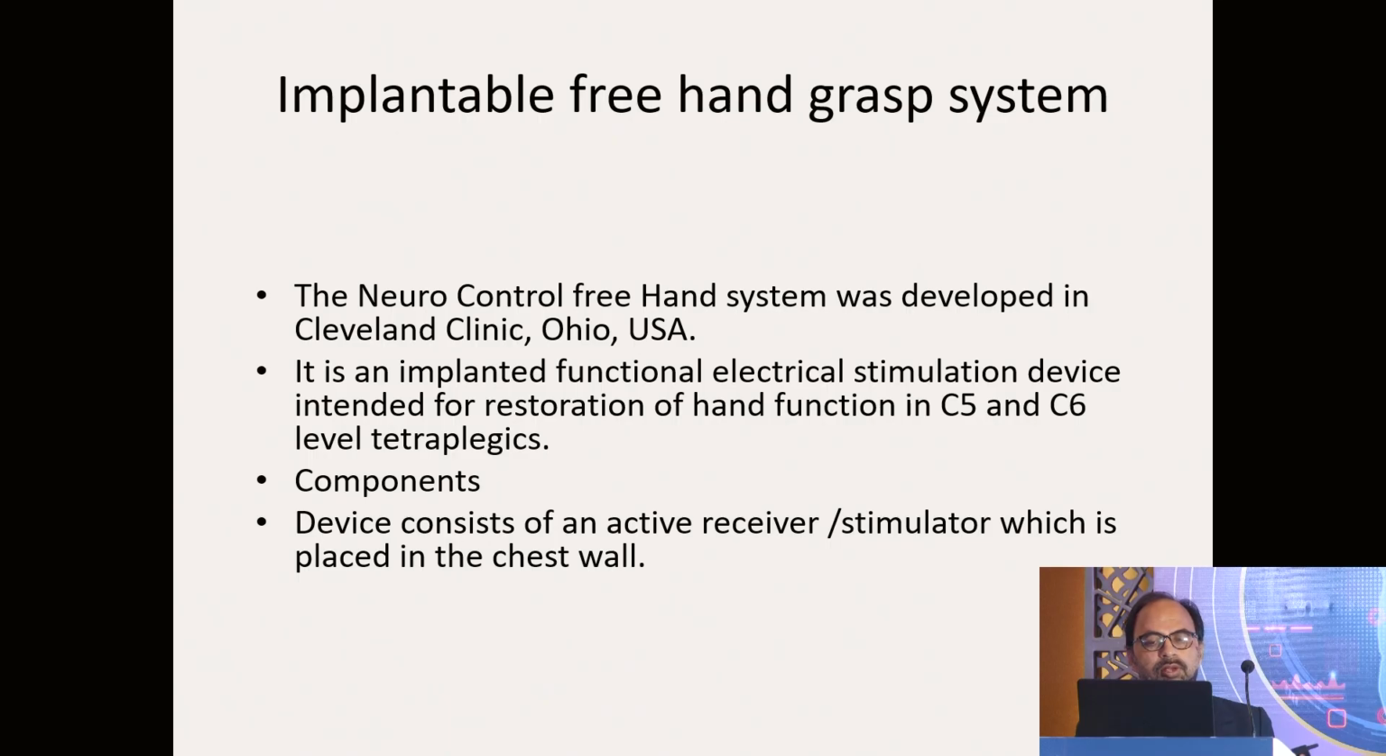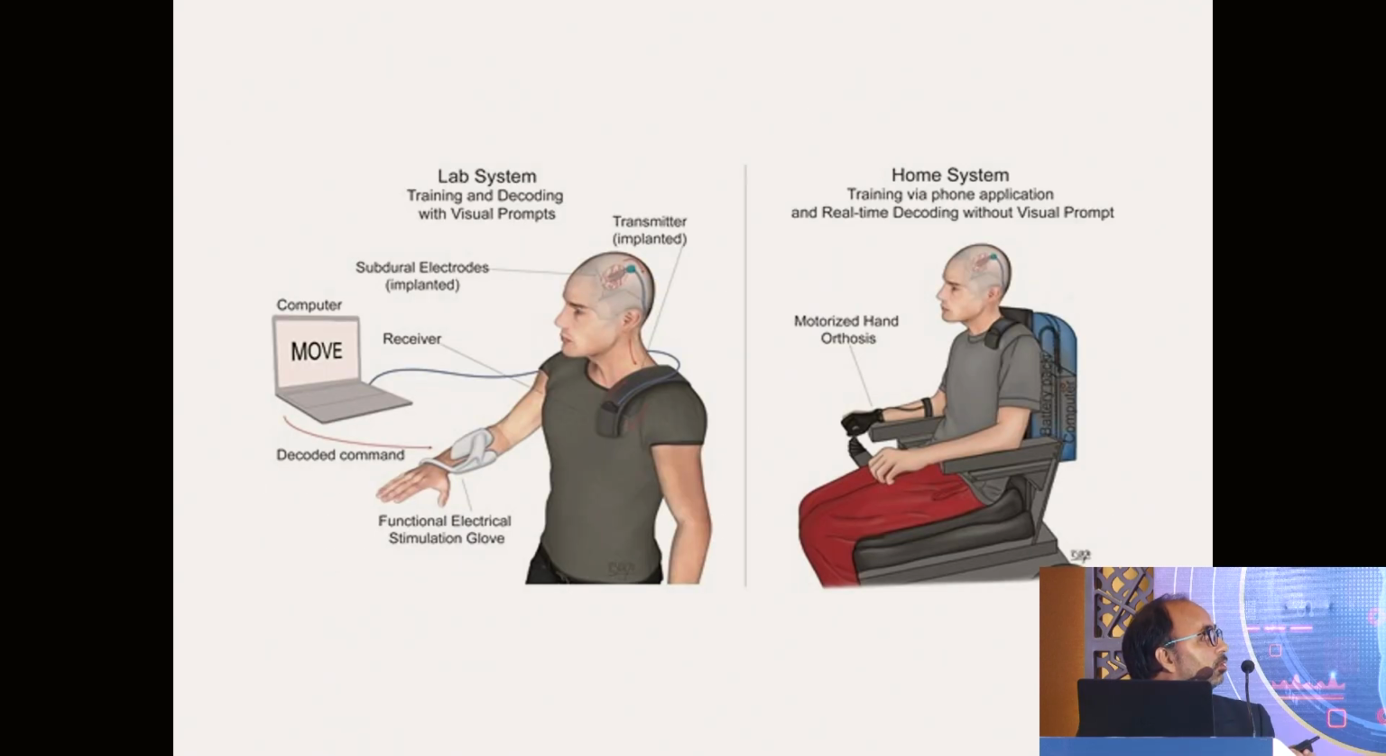Then there is another variety, the implantable freehand grasp system. The NeuroControl Freehand system was developed in Cleveland Clinic, Ohio, USA. It is an implantable functional electrical stimulation device intended for restoration of hand function in C5 and C6 level tetraplegics, and it consists of an active receiver stimulator which is placed in the chest wall. This is the way it works. There is a receiver here, controlled, and finally the person is using it.